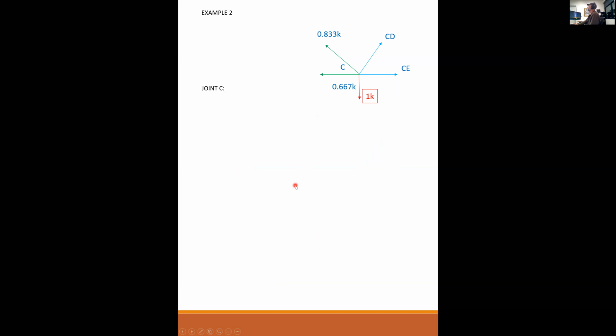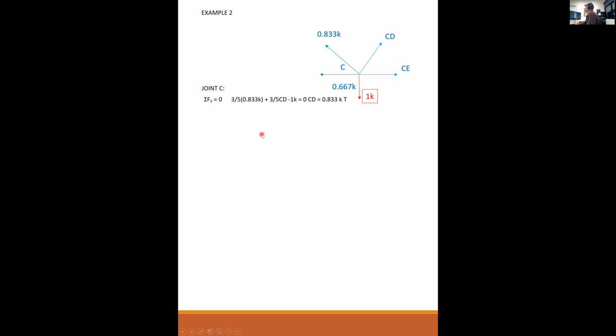Moving now to joint C. Joint C is where I have my 1 kip virtual load. I've already solved BC and AC, so I put them on here as they are. Both of these ended up being in tension.